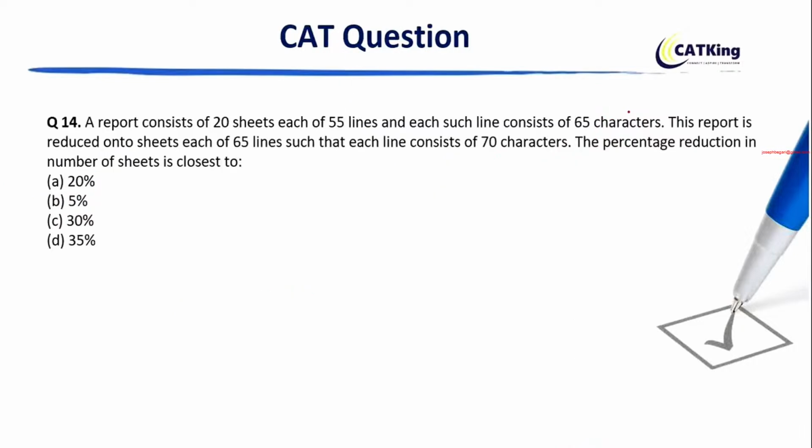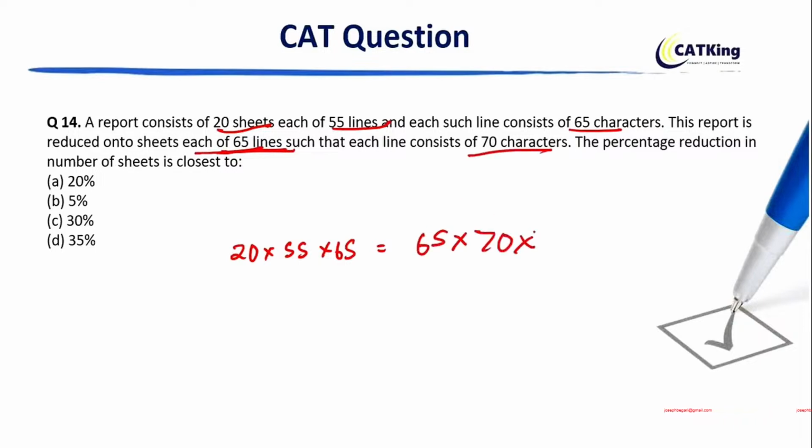Again, this is a CAT question, but a very simple one. Just try it out. I hope you have tried it out. Now let's see. A report consists of 20 sheets, 55 lines, 65 characters. This is reduced such that each sheet has 65 lines, and each line has 70 characters. Let's say there are x sheets.